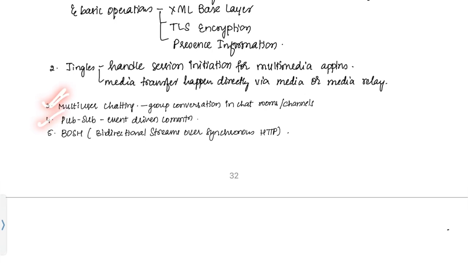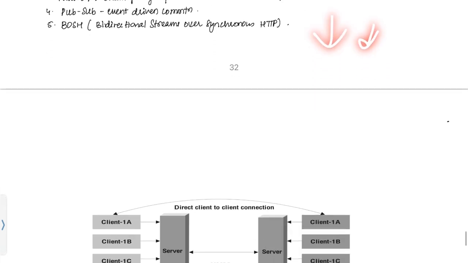Then we have pub-sub, event-driven communication. A user can create a topic, and subscribers will receive the updates. This could be useful for alerts, notifications, and syndication of the services. Then we have BOSH, that is Bidirectional-streams Over Synchronous HTTP. This will optimize the traffic between the clients and servers by eliminating frequent polling. It will also reduce the latency, and the network bandwidth usage is also reduced.